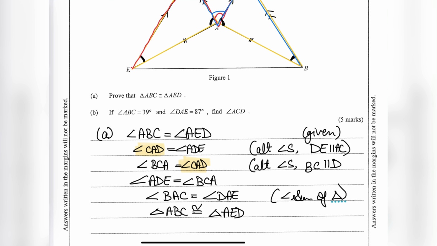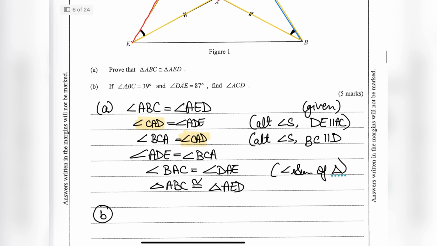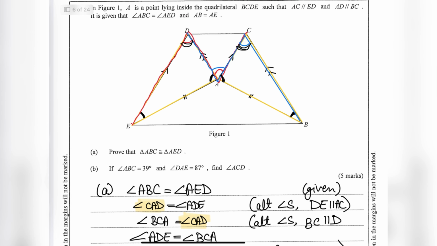Hope that's clear. Now we can move to the next part where they are saying that angle ABC is 39. So this is given as 39, and because they both are equal, this is going to be also 39.